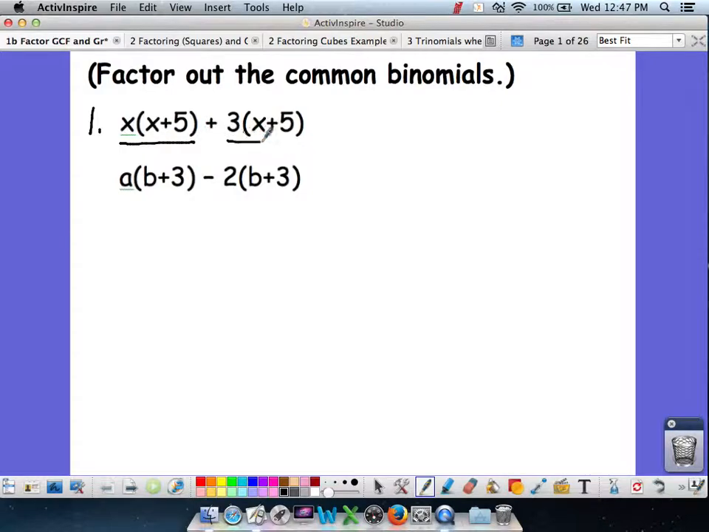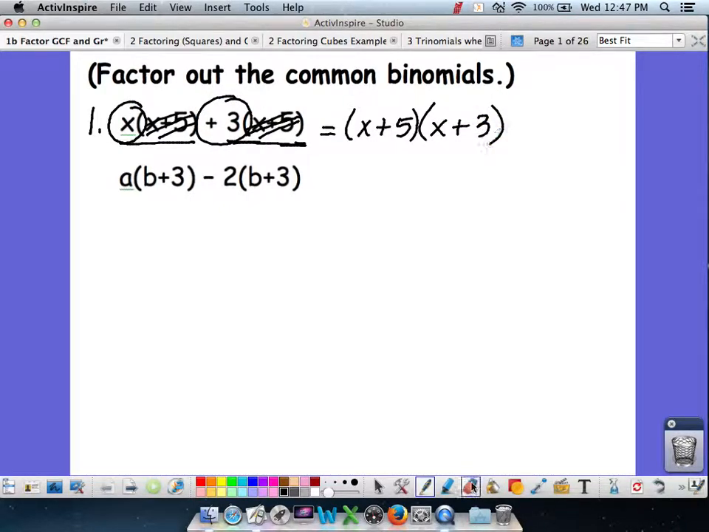this is one term and this is the second term. What they both have in common is that they both have the binomial x plus 5. So as before, when we take out a greatest common factor, what's common here is x plus 5. And then we always multiply that times what was left after we took out the greatest common factor. Well, if I take out this x plus 5 of each of these terms, I think you can see what's left is x plus 3. And this here would be my answer.